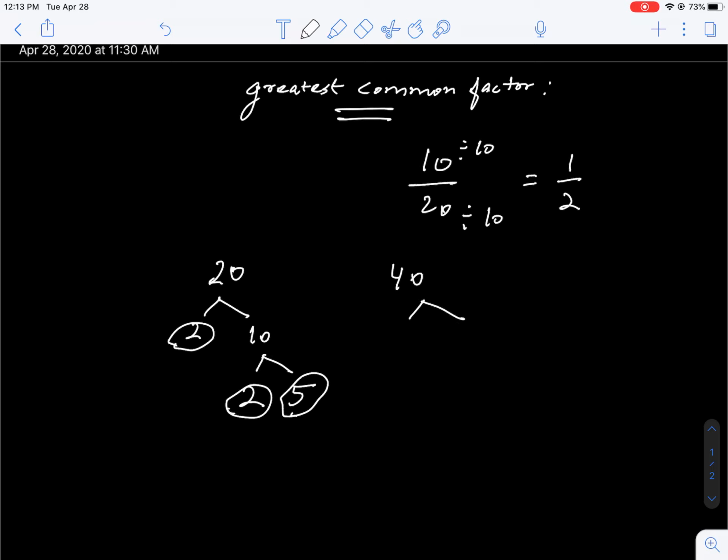Let's factorize 40 too. I will just divide it by 2. I have to divide 20 by 2 again, and I will divide it by 2. So the prime factors we have are 2, 2, 2, and 5.